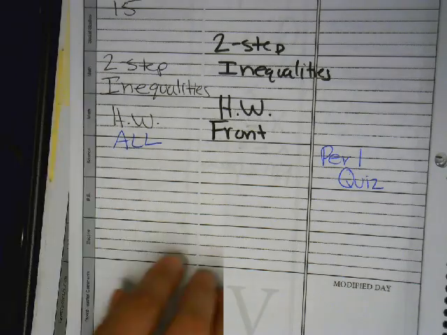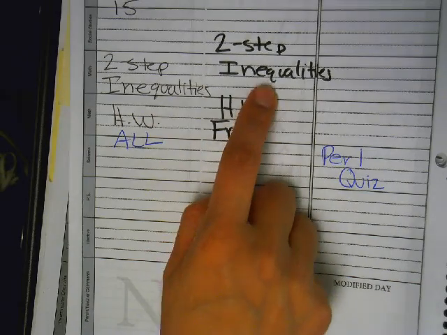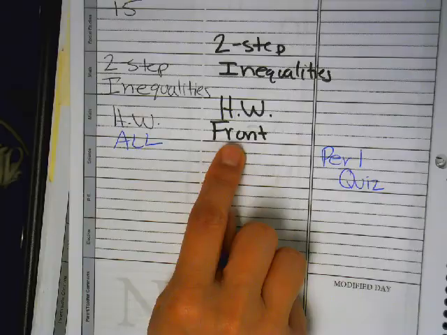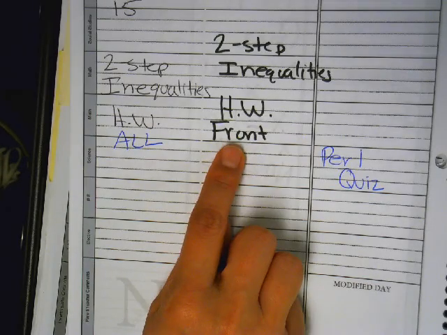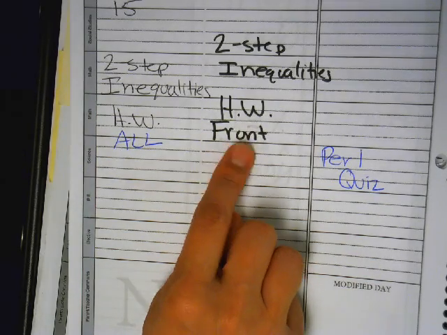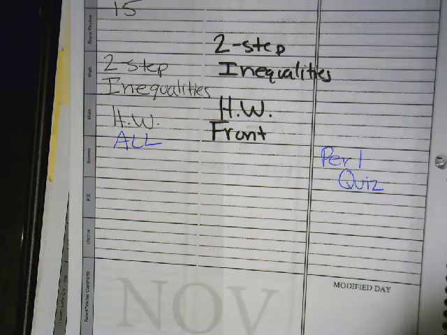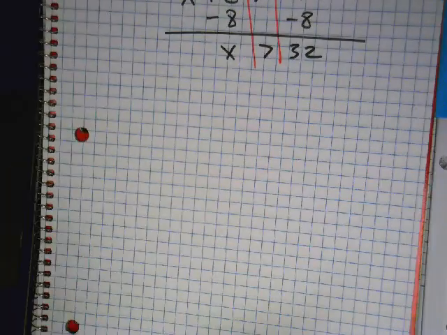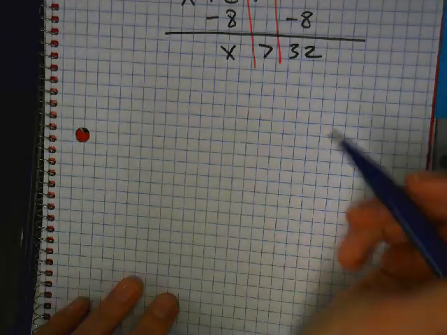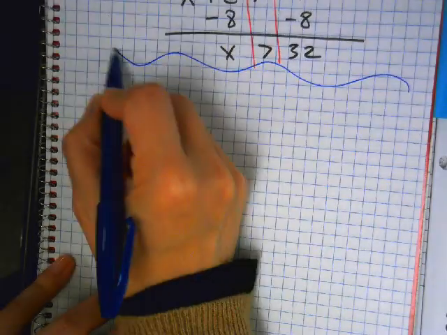Today is Tuesday. We're going to do two-step inequalities. Homework is just the front. So if you ever forget what the homework is, just watch the first 10 seconds of this video and you'll see what the homework is. If you're absent, please watch it because I'm teaching you new stuff. Stuff that you'll need in high school, not just 7th grade. And on the quiz on Friday.